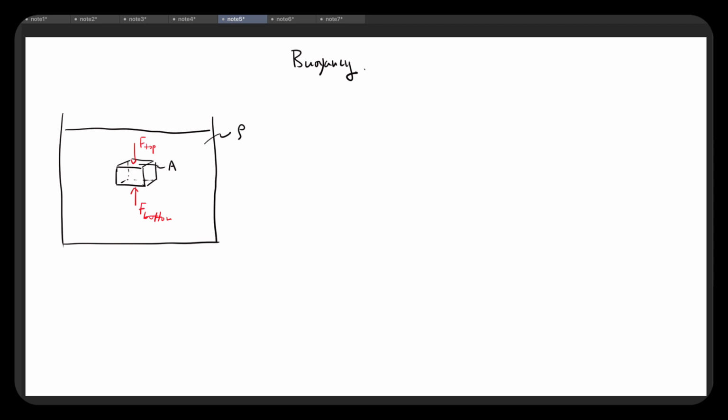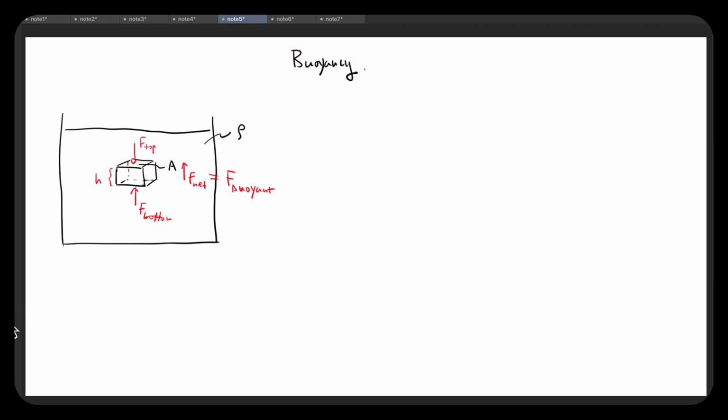As we defined earlier, the difference between these two forces gives us a net force pointing upward. And that's the force we call buoyant force. So let's figure out a formula for this. Now let's say we also know the height of the rectangular cube is h.